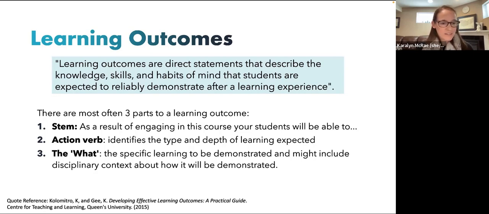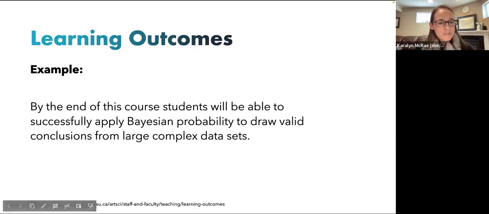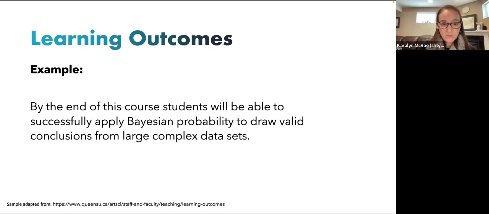So a sample, Clarissa, I'll get you to go to the next slide if you don't mind. So if we take a look at a sample learning outcome, we'll see the three parts in this particular learning outcome. So it starts with a stem of, by the end of this course, students will be able to successfully, and then here's our action verb, apply, and then the context. Bayesian principle probability, to draw valid conclusions from large complex data sets. So this example comes from either a math or statistics discipline.